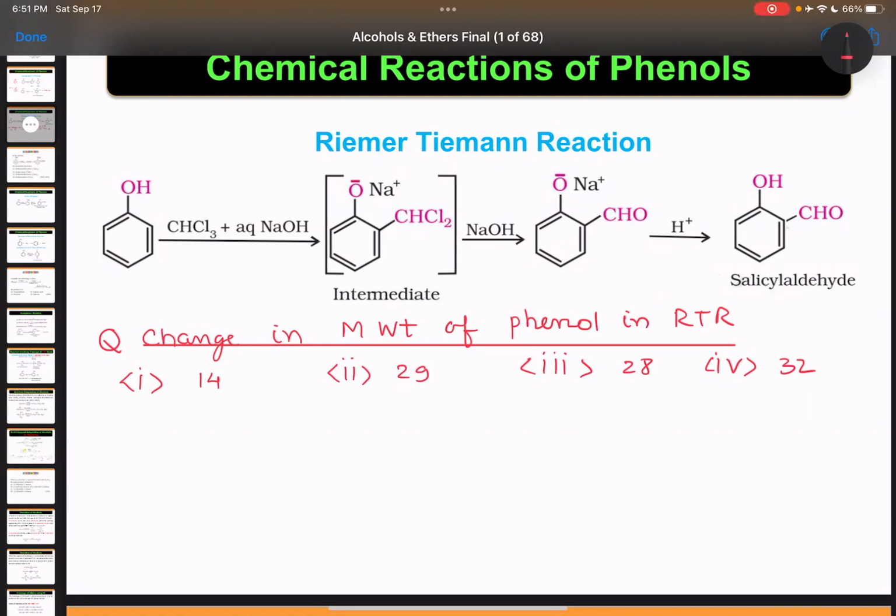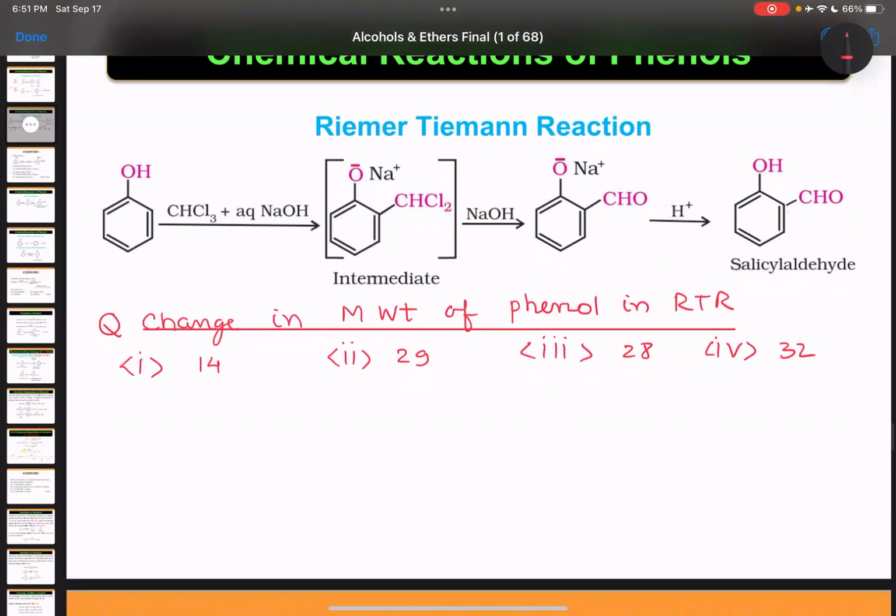Yeah, Vamsi, tell me. Just a second, sir, I'll just calculate. So in this whole cycle of the Reimer-Tiemann reaction, what's going to be the change in molecular weight? Okay. So, Mamuna, any option? Sir, option C, the third one.